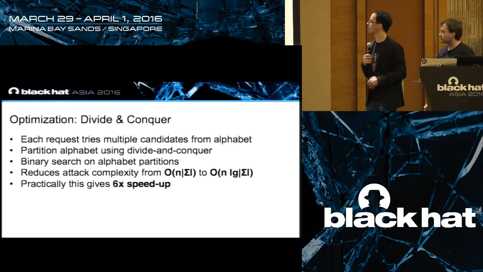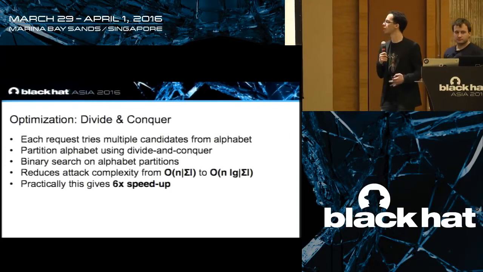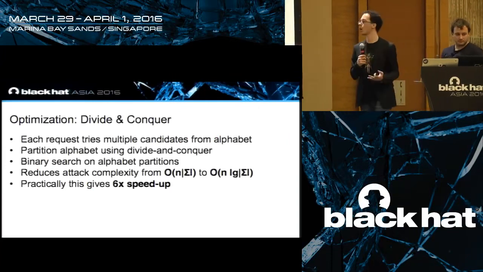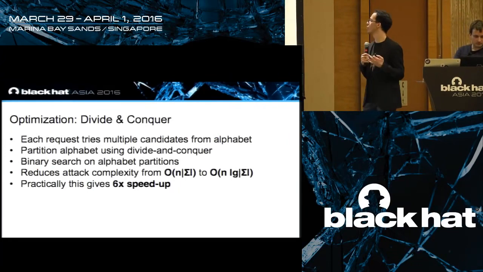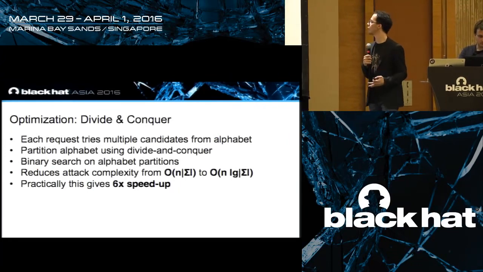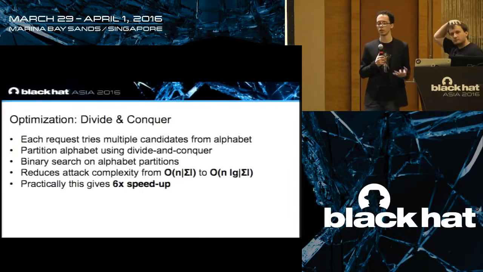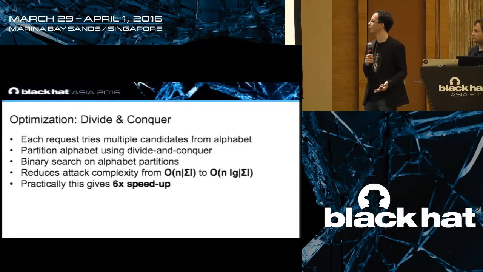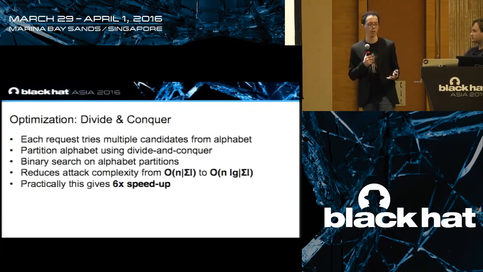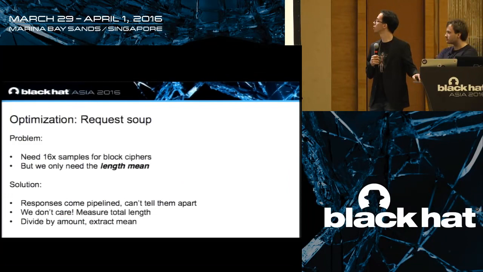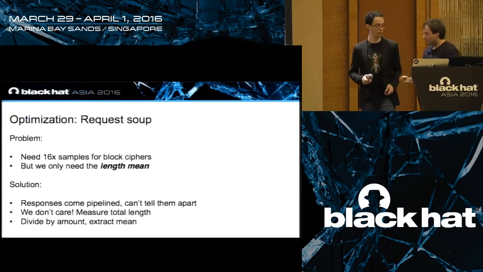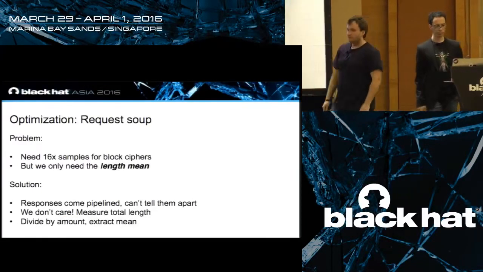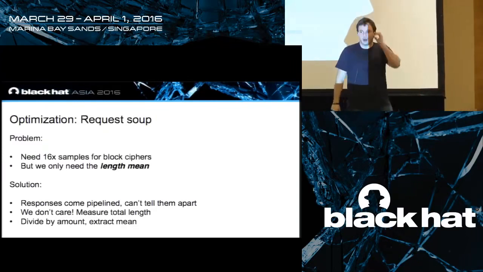And what this technique actually does is reduce our complexity from big O of n times sigma to big O of n times log sigma. So in case we have an alphabet of, say, 64 symbols, like uppercase letters, lowercase letters, digits, and hyphens, this would practically give us a 6 times speedup. Okay, so this is the divide and conquer technique.